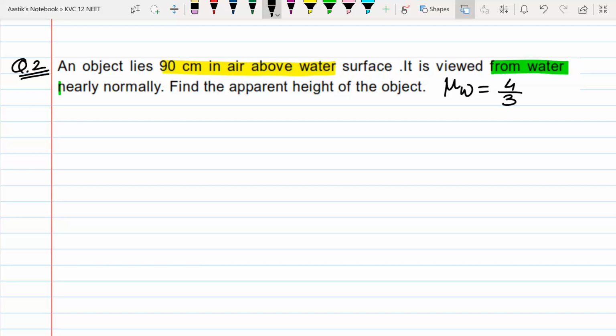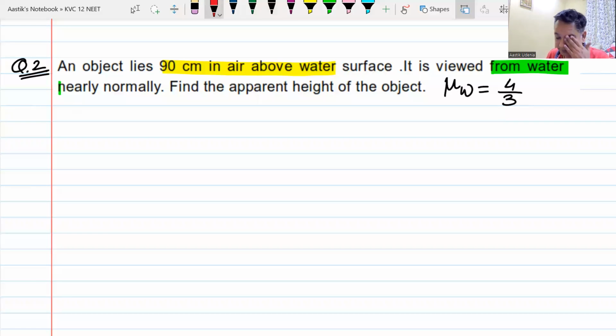I got one answer, 122.5. What does that mean? Some printing mistake, some typing mistake. How are we supposed to do this, my dear friends? Yes, can anyone help me out?